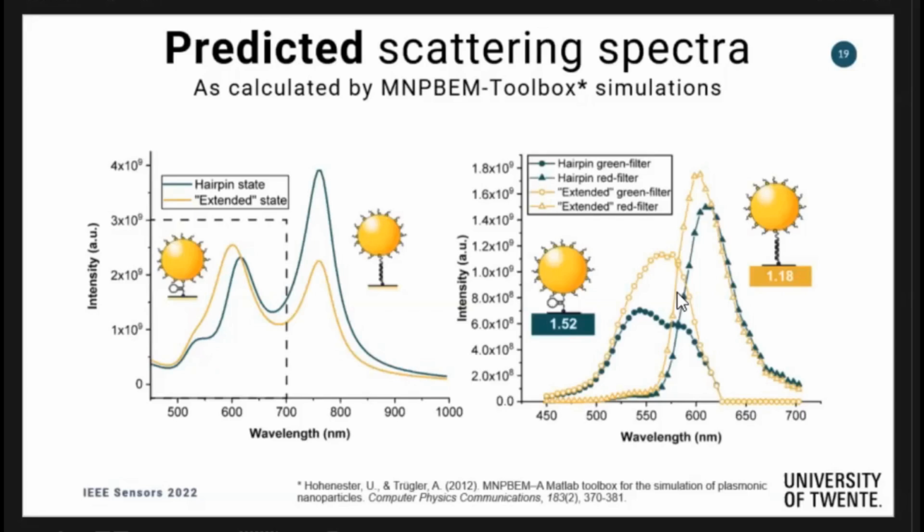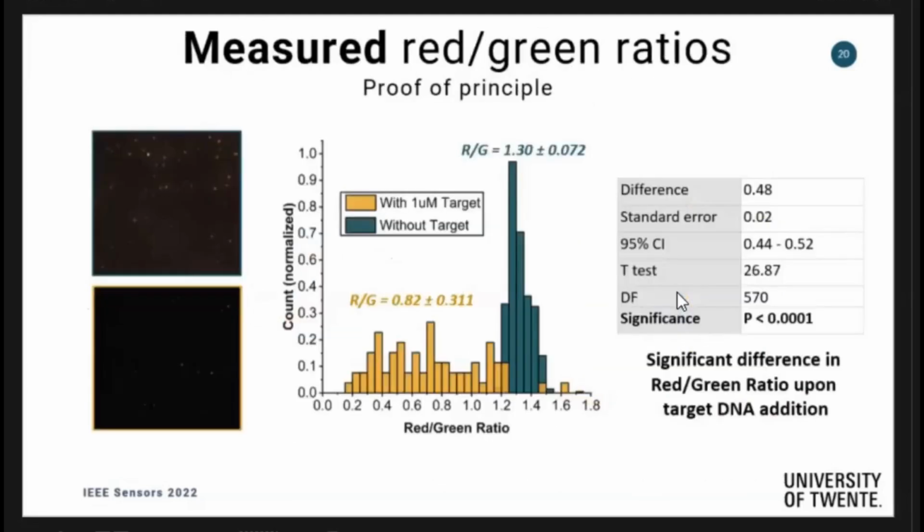Then, of course, we want to prove it with real measurements. Here you can see dark field measurements before the addition of target and after the addition of target. We also plotted it here. You can see that the red over green before the addition of target shows a red shift, which is expected. At the moment you add targets, you see a green shift. However, the shift is much larger than we saw in simulations. So in the future, we really need to find out whether this is the truth or whether we forgot something in the simulations. But at least we can show that this assay is working pretty well.